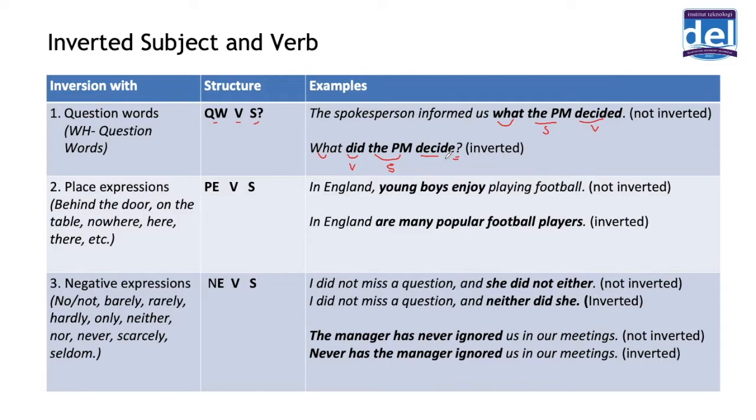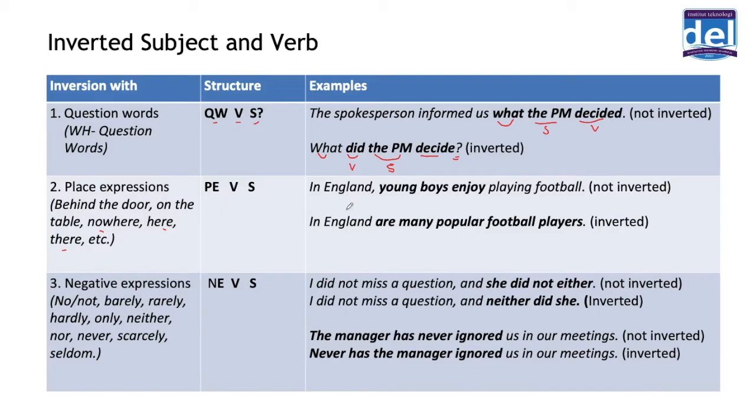And the second situation is when a sentence has a place expression and it is located in the beginning of the sentence. Examples of place expressions are like behind the door, on the table, nowhere, here, or there, and many more. That indicates place. The structure is place expression followed by the verb, again auxiliary or the be verb, and the subject. Let's check the examples here.